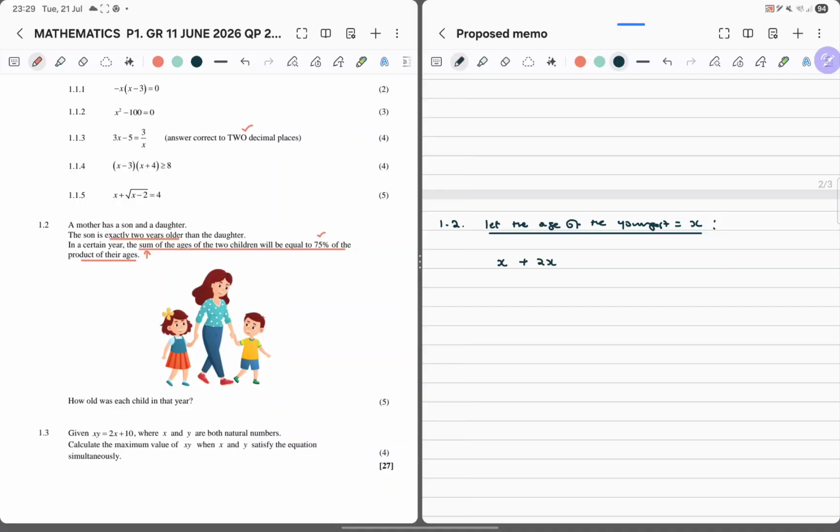Right, so the sum of these two is going to be equal to 75%, so this is 75 over 100. Of, now of means multiplication, times the product of their ages. So the product is going to be 2 times x, which is going to be 2x squared. So this is the equation. So word problems, folks, are an important issue. They're starting to show up again. So get used to this.